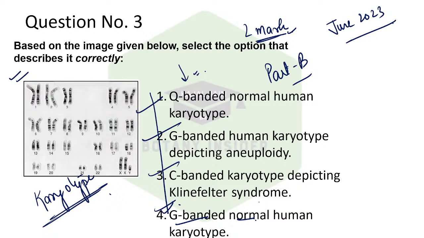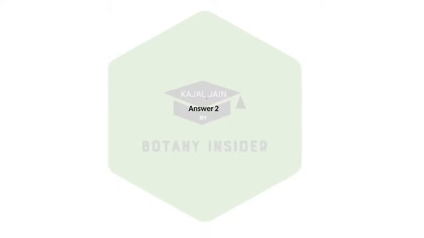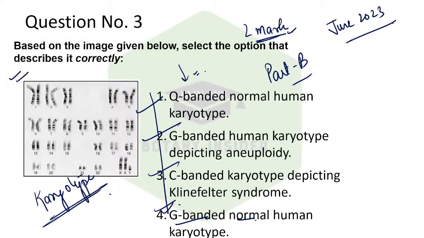Okay, so let's see. The answer for this particular question is option number B. That is, a G-banded human karyotype depicting aneuploidy. According to the CSIR's official answer key, the answer for this question is option number B. Keep a note of this. The detailed explanation behind it we'll be discussing in our live classes, but for the time being, just understand the answer is option number B. How do we get to know this?